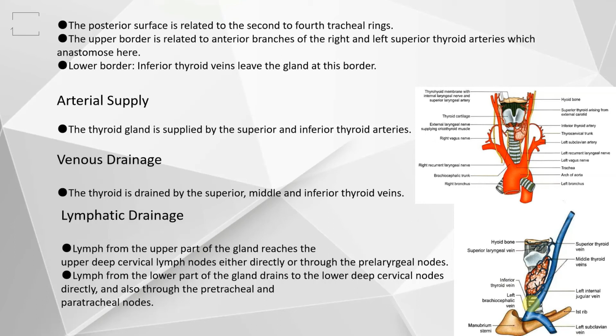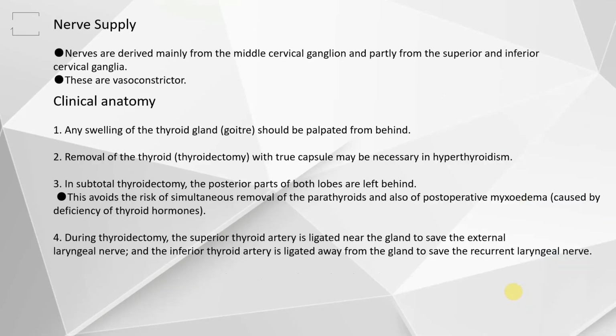Lymphatic drainage. Lymph from the upper part of the gland reaches the upper deep cervical lymph nodes either directly or through the prelaryngeal nodes. Lymph from the lower part of the gland drains to the lower deep cervical nodes directly and also through the pretracheal and paratracheal nodes. Nerve supply. Nerves are derived mainly from the middle cervical ganglion and partly from the superior and inferior cervical ganglia. These are vasoconstrictor.